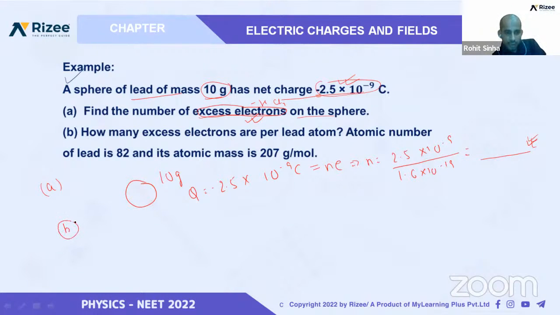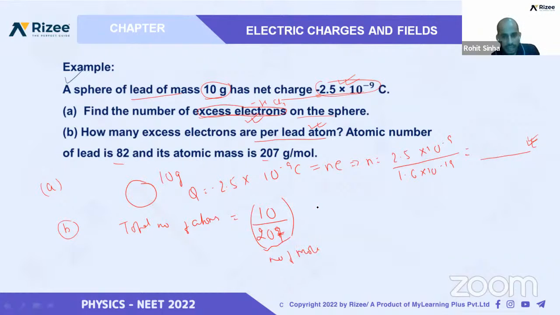Now let us move to the second question. B, how many excess electrons per lead atom? You see here, atomic number is given and atomic mass is also given. First of all, let us find the total number of atoms. It is given 10 gram of mass, 10 gram by molar mass, 207. When we take this ratio, it will give the number of moles. And we know that in 1 mole the number of atoms is equal to the Avogadro number, 10 to the power 23. We will get some number from here. This will show the total number of atoms.